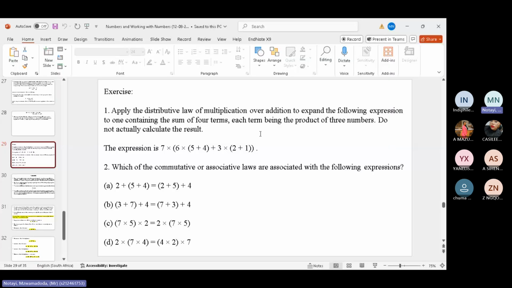The question says, do not actually calculate the result, but write the expression containing the sum of 4 terms. So each term will be the product of 3 numbers. Each term is going to have 3 numbers, that is, 3 numbers will be multiplied in each term.